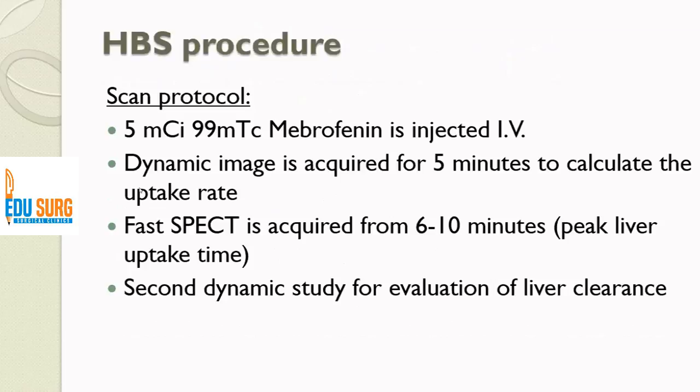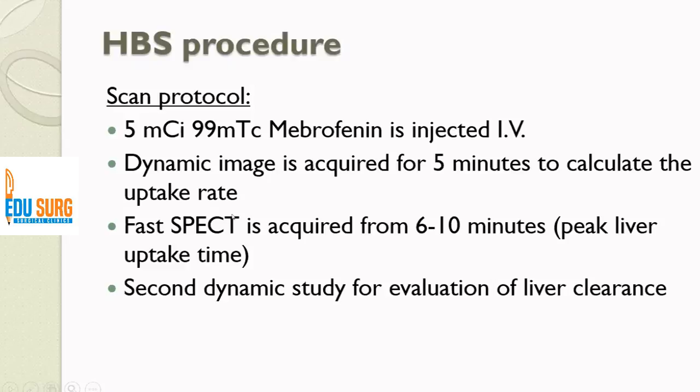How is hepatobiliary scintigraphy performed? A small amount of radioisotope technetium mebrofenin is injected intravenously and we take a dynamic image, that is a video of the liver, for 5 minutes to calculate the uptake rate, how well the radiopharmaceutical is cleared from the blood circulation and taken up by the hepatocytes.